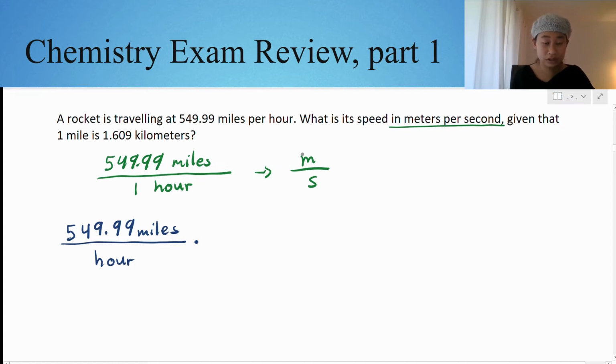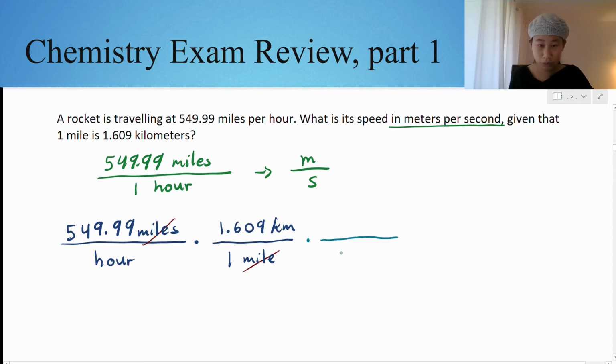Now converting distance first, we know that in 1 mile we have 1.609 kilometers, which cancels out the miles because one is on the top and one is on the bottom. Next, we want it in meters, so we need to convert kilometers to meters. We will have 1 kilometer in every 1,000 meters. Now that we have kilometers on top and on the bottom, we can cancel those out. Now we see that we have converted to meters.